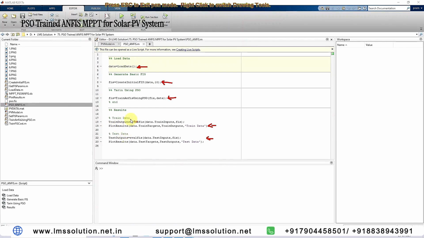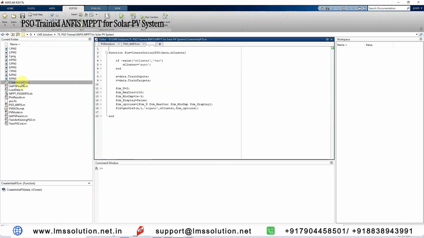So that means the plot relevant to the training data and the plot relevant to the test data. Next, I'm going to open how we are creating the initial membership function. This is a program used for generating the initial fuzzy inference system by means of fuzzy C-means clustering.